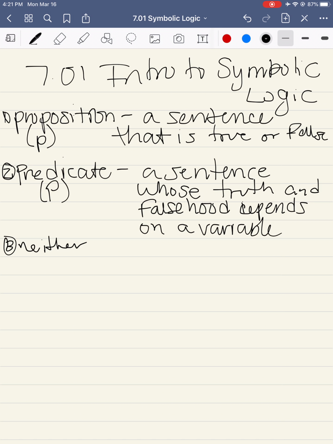Some examples of this are a few statements that we're going to take a look at. If I have the statement 3 plus 2 is equal to 5, I want you to think, which category do you think this would fall under? Is it a sentence that is true or false? Is it a sentence whose true or falsehood depends on a variable, or do you think it's neither? Take 5 seconds on your own, decide which one you think it is.